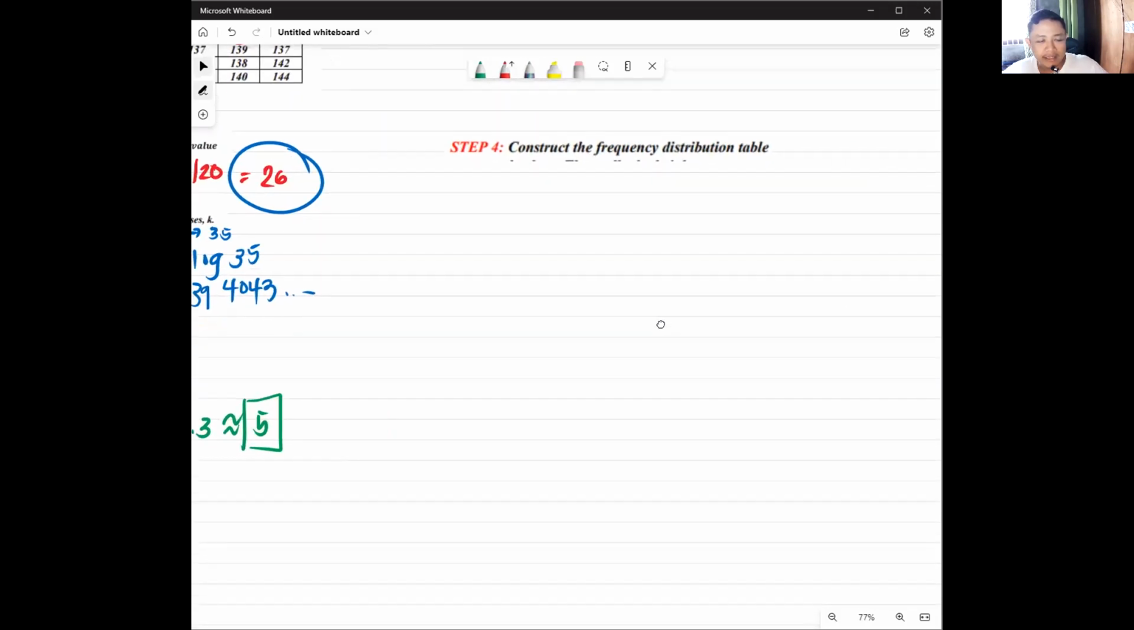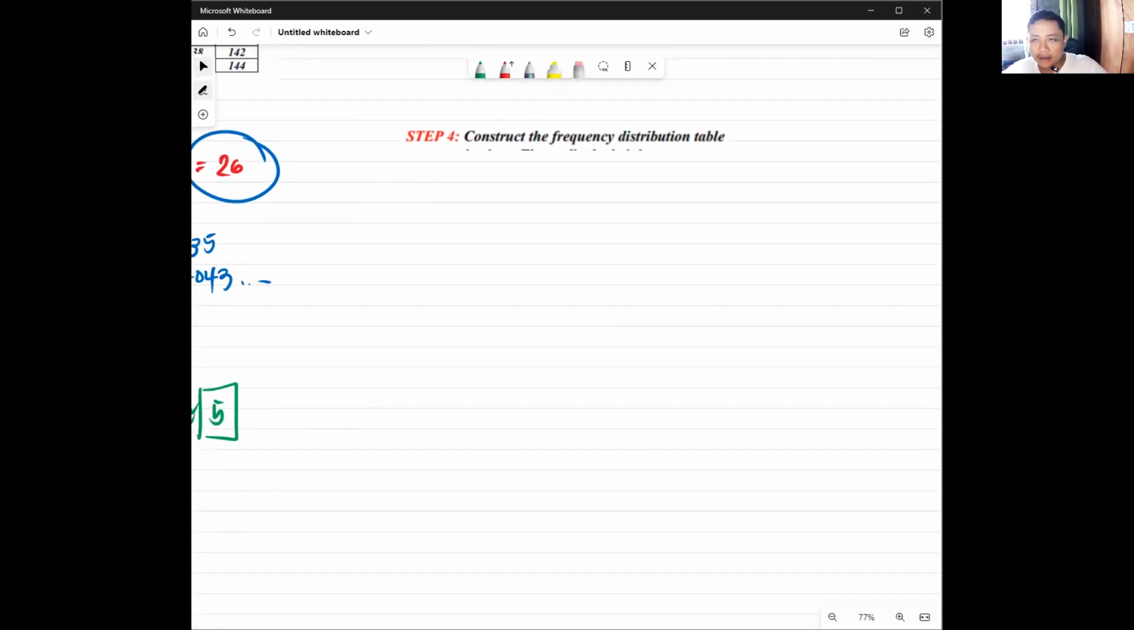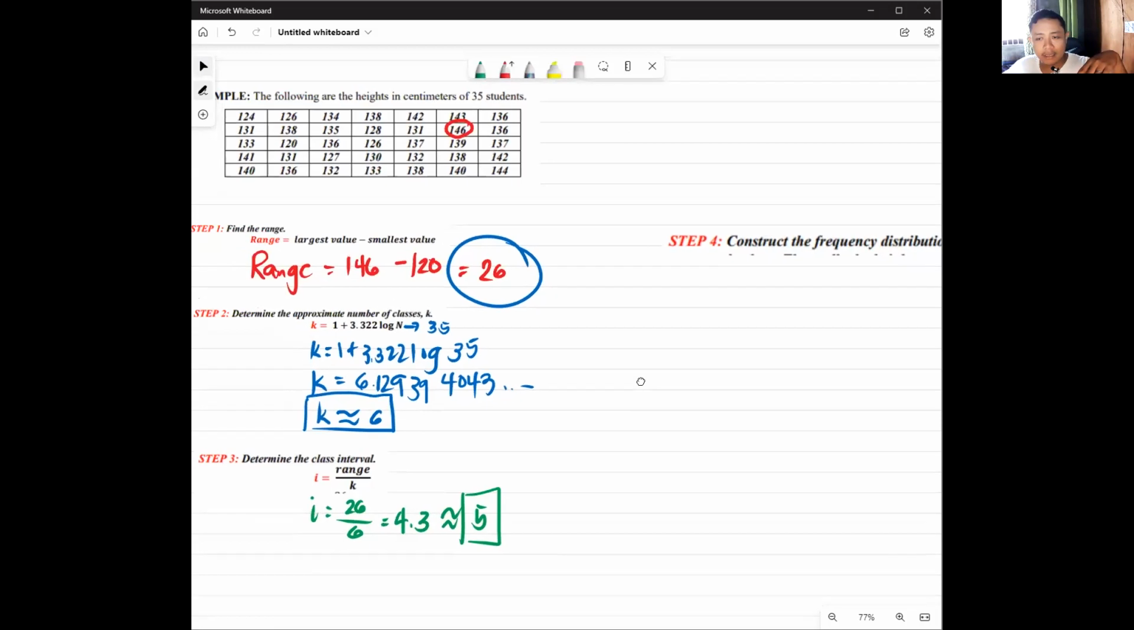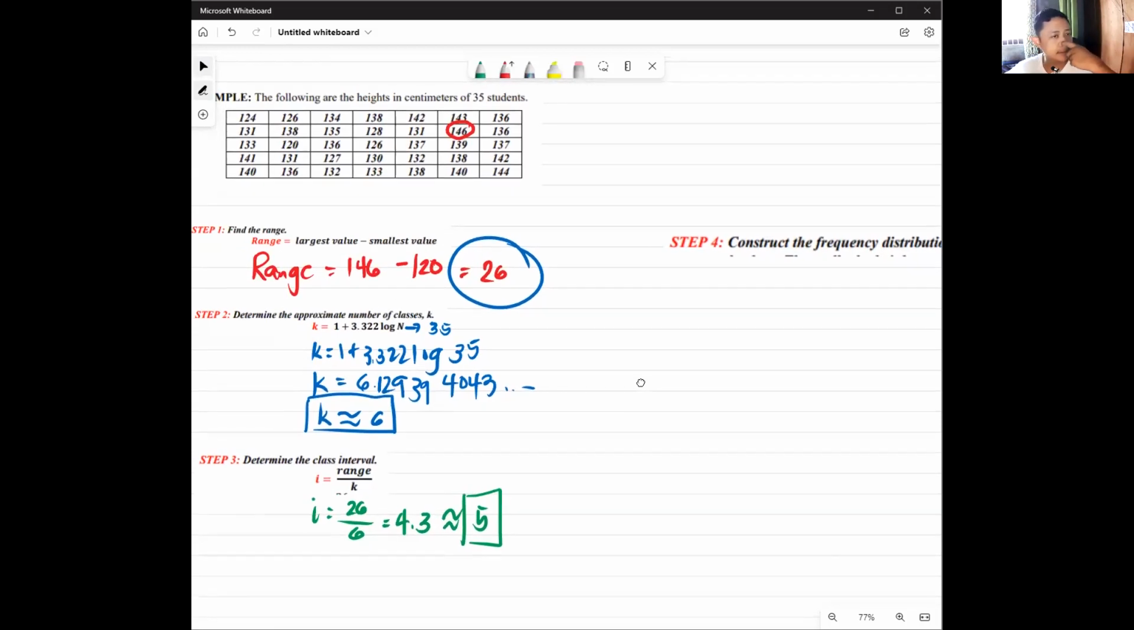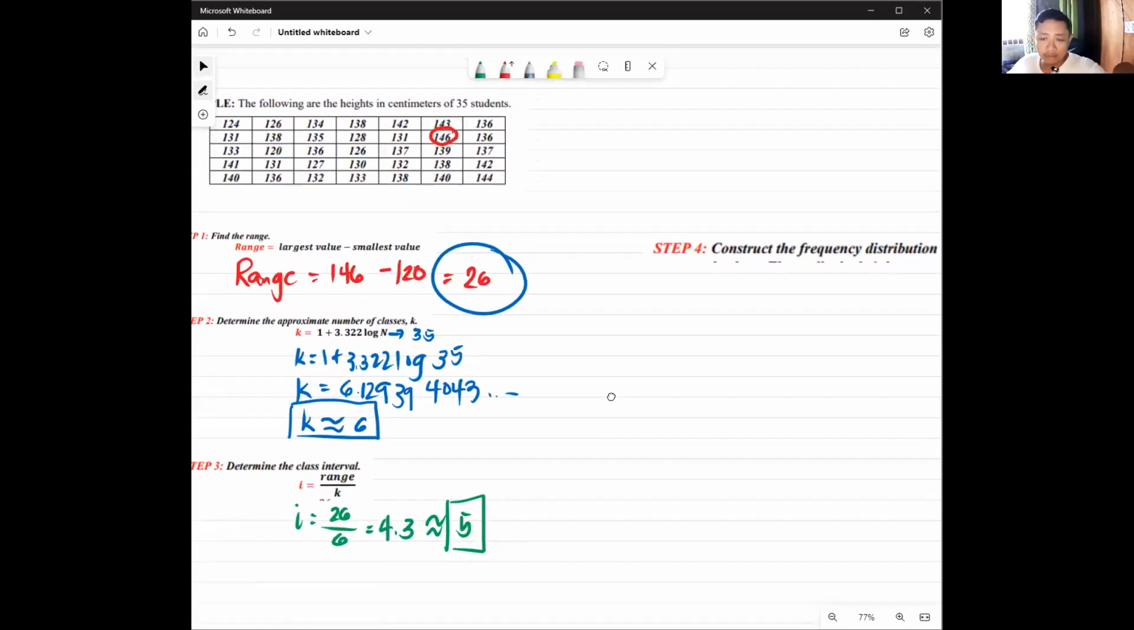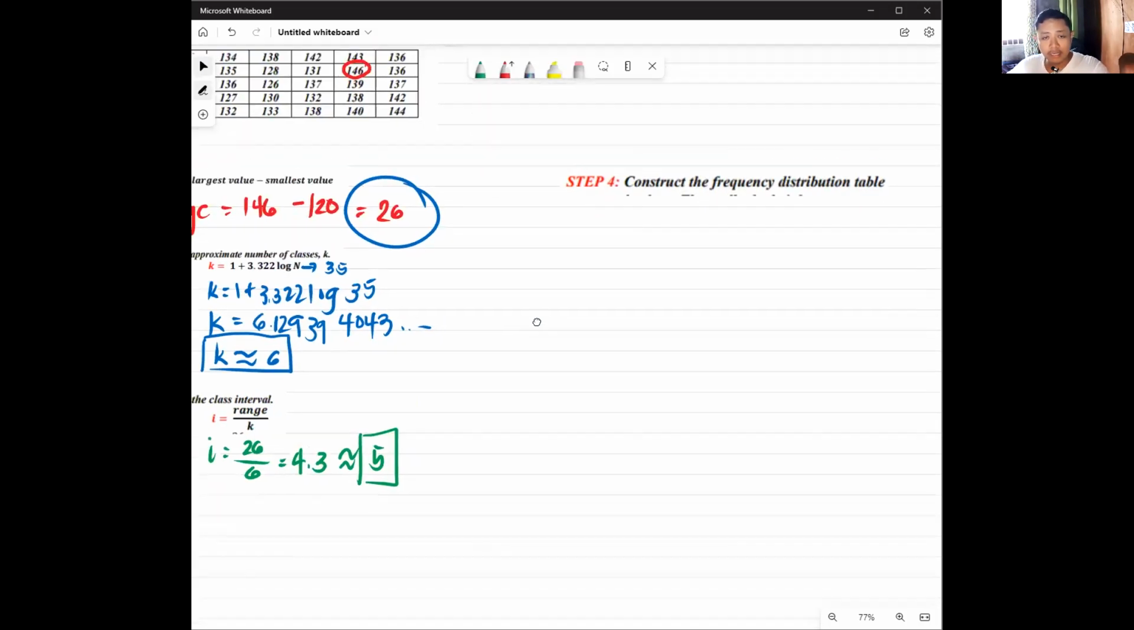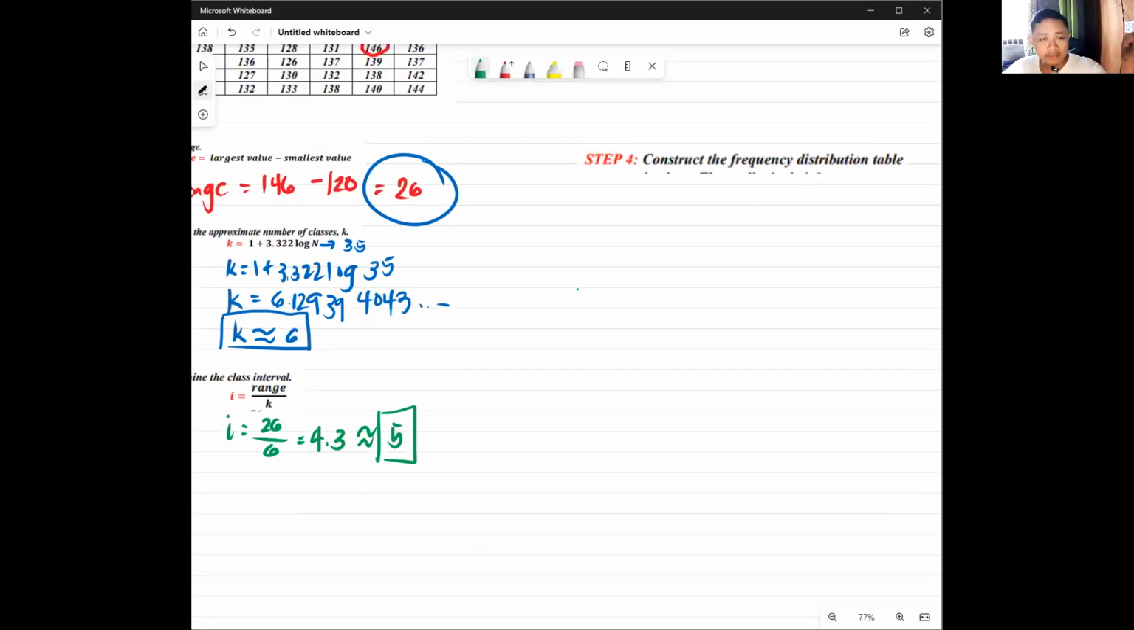Okay, so class interval is 5. So gagawa tayo ngayon ng table. Okay? So our lowest and largest value will be used. Okay? So class intervals, lagay lang natin dito. Class intervals. I-complete ko muna.